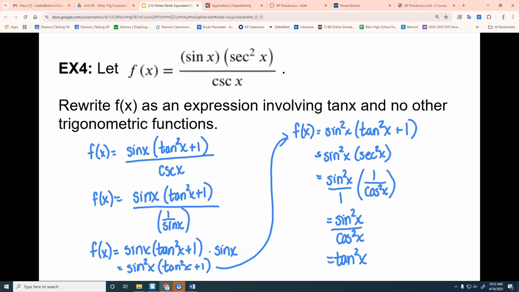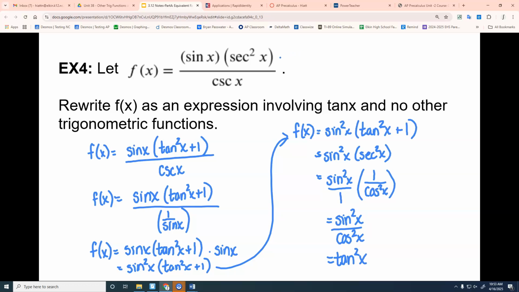Now, we kind of went around the world to do that. What I would have done differently, because we changed that to tangent squared x plus 1, but then we ended up needing to change it back. So sometimes you don't want to go straight to the function that they're telling you to use. A good strategy to use sometimes is to change things all to sines and cosines.